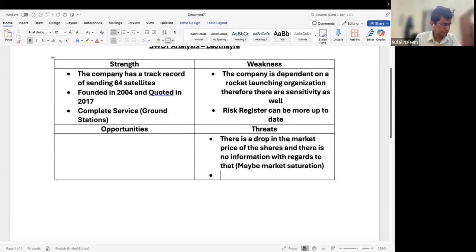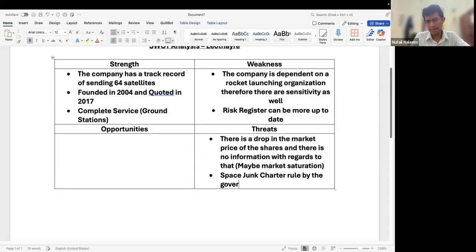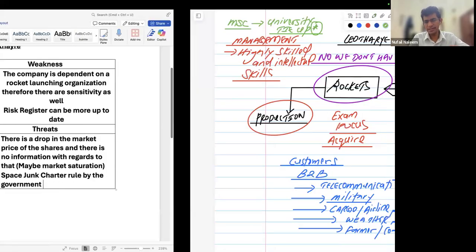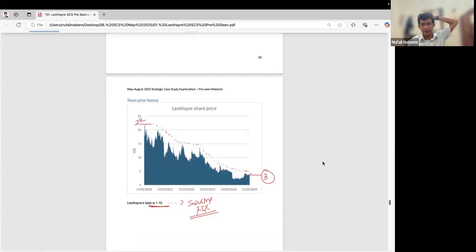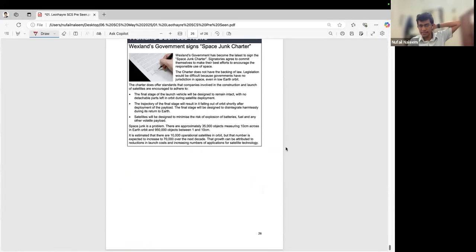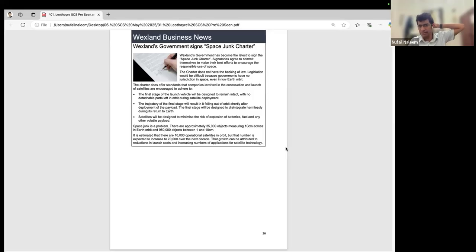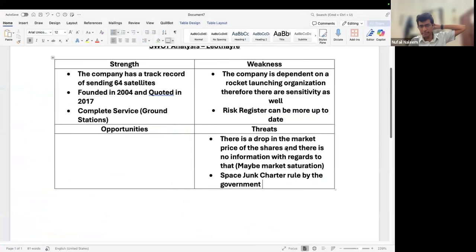Now, students, the next thing I just wanted to say is that there is something called the space junk charter rule by the government. This can come in the exam for sure, students, 100% sure, because I just want to guide you on this part. Again, I'm saying the case study is not a replication of the pre-seen, but you have to understand this is related to the question, students. So can I get a double Y in the chat box? That's a threat, actually. The reason behind that is it's a rule that we have to follow. So it's a very important thing.